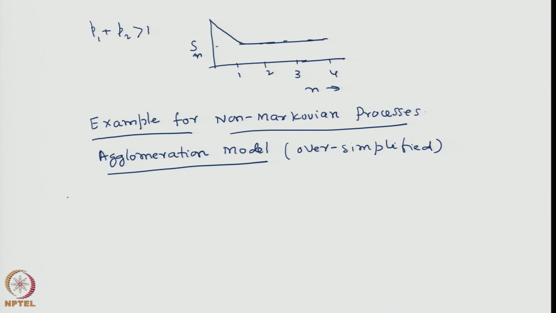In this model, let us imagine that there is a large reservoir, a box, in which there are some monomer particles. Some molecules suspended. Their number is very large and they do not get depleted. If something happens, we replenish them externally. Let us say that in this reservoir, there is also one seed particle of interest. We indicate it with another color, the seed particle is, let us say, red.